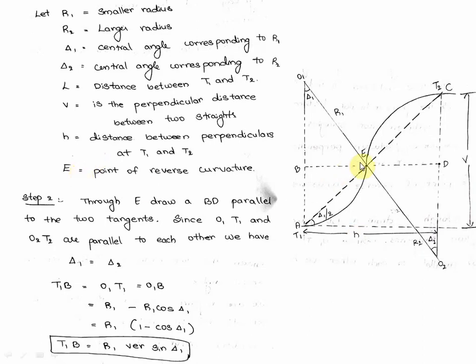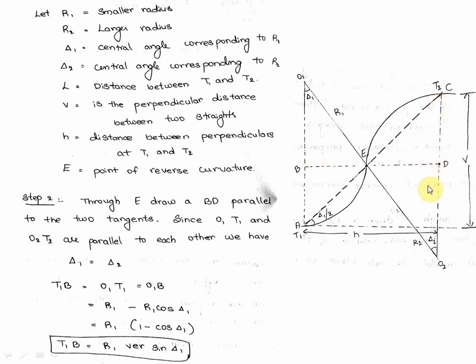Next, capital E is the point of reverse curvature, PRC. So next, through E draw a line BD, this is B and D. This line you have to draw parallel to the two tangents.